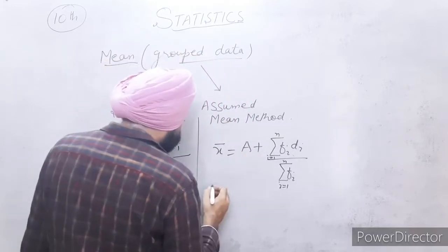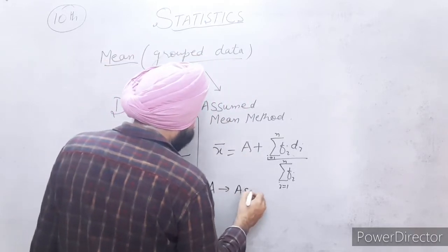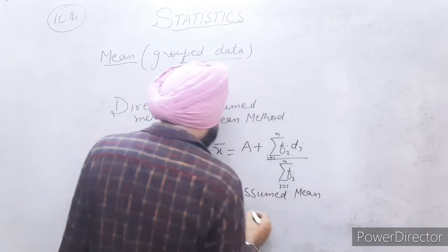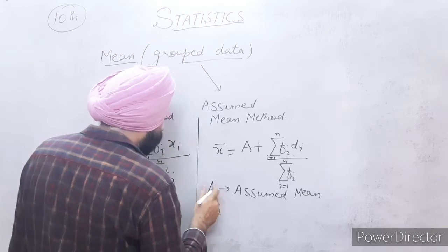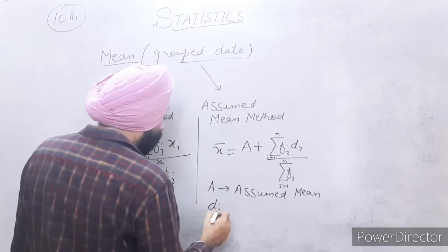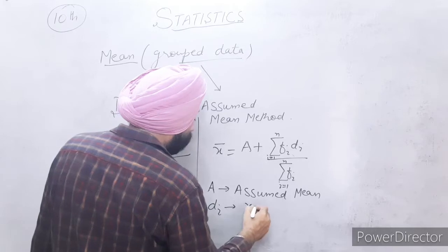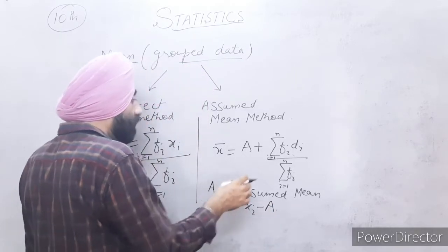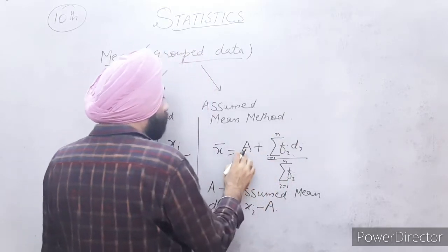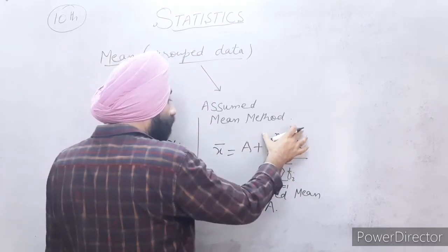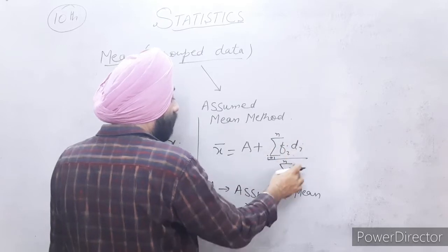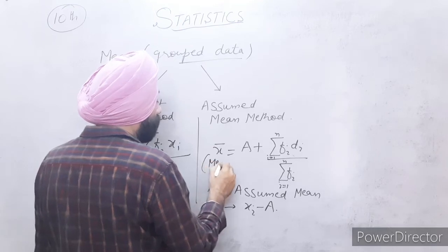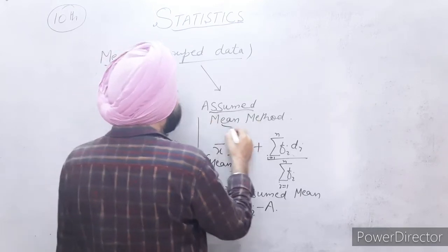Now a is the assumed mean, and di equals xi minus a. Xi is the mid value minus the assumed mean. This is a plus summation of fi di. We sum up the products, and we sum up the frequencies given, to find the mean. This is your mean using the assumed mean method.